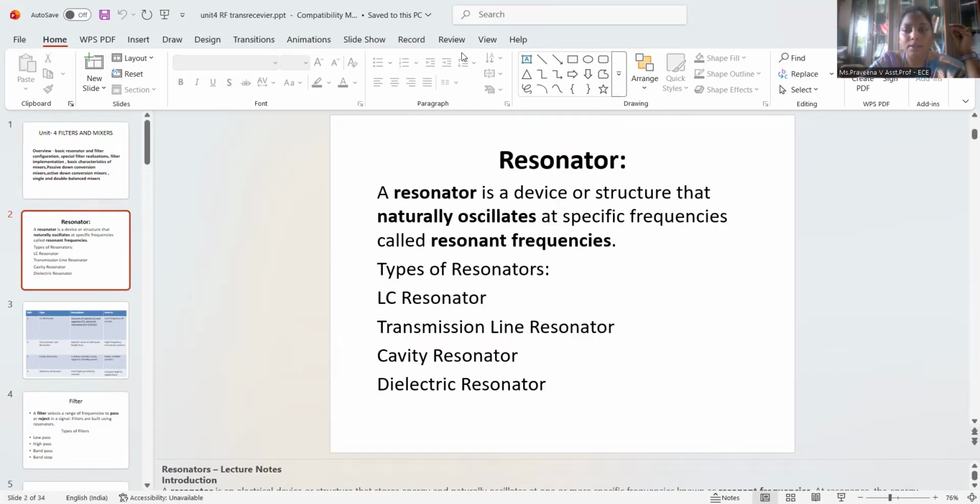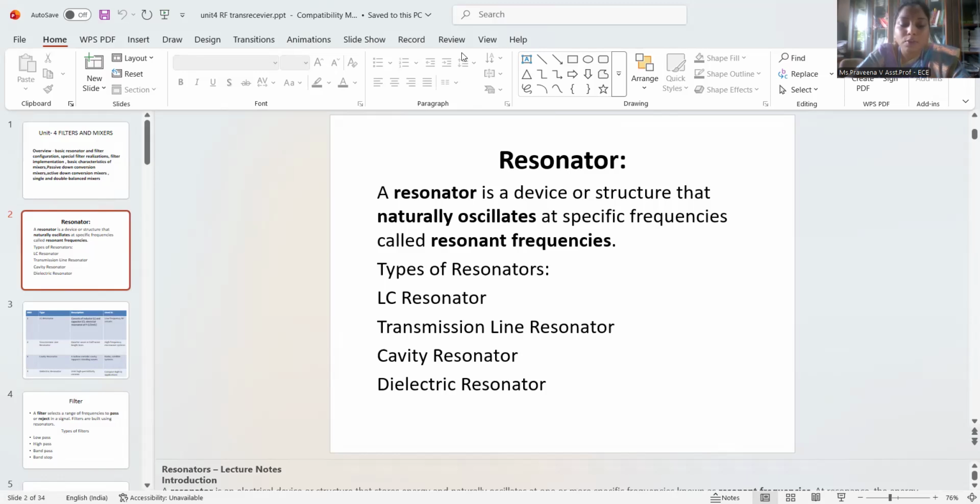What is meant by resonator? A resonator is an electrical device or a structure that stores energy and naturally oscillates at one or more specific frequencies, known as the resonant frequency. Okay, at resonance, the energy will continuously change between electric and magnetic field with minimal losses. The resonators are widely used in RF transceivers, oscillators, filters, frequency synthesizers, and wireless communication systems, etc.